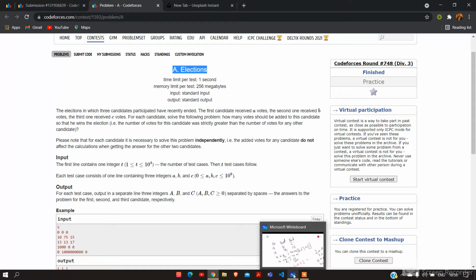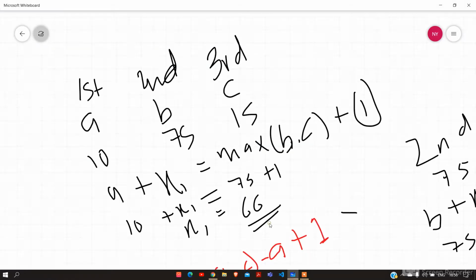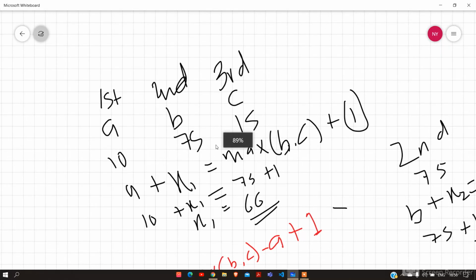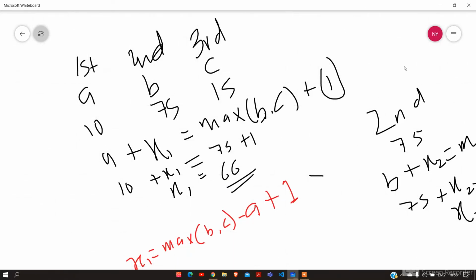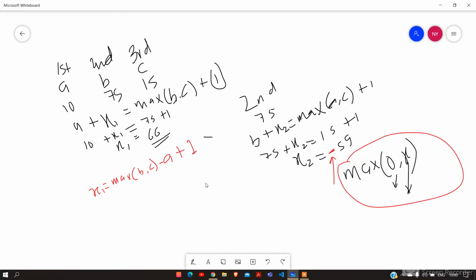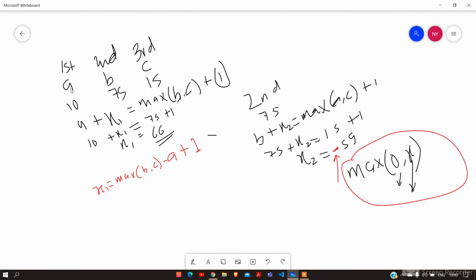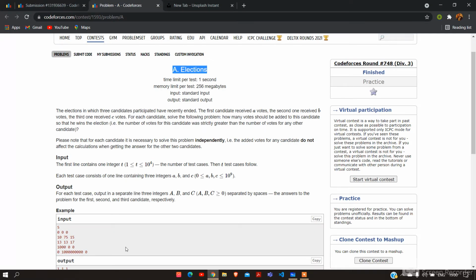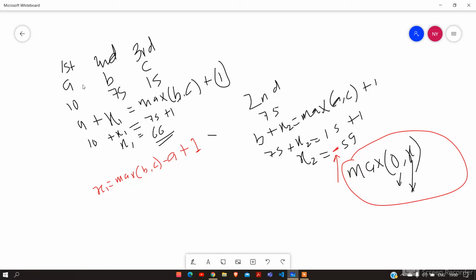So let's go to the whiteboard. In the example, we are given first person, second person, third person. As we can see, the votes received by the first person are A, second B and third C. In the sample input, we have 10, 75 and 15. You can take any of those. So the first person received 10 votes, second received 75 votes and third person received 15 votes.